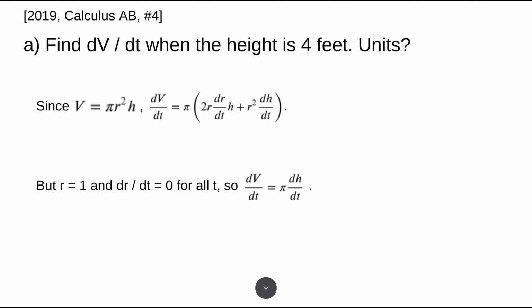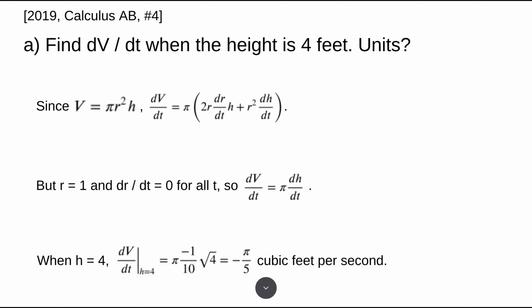However, the radius of this rain barrel is 1, and the radius never changes, so dr/dt is just 0. So using that information, we can simplify our expression for dV/dt to just be pi times dH/dt. When the height is 4, I plug in 4 for h, and then I get pi times negative 1/10 times the square root of 4, which is negative pi over 5.